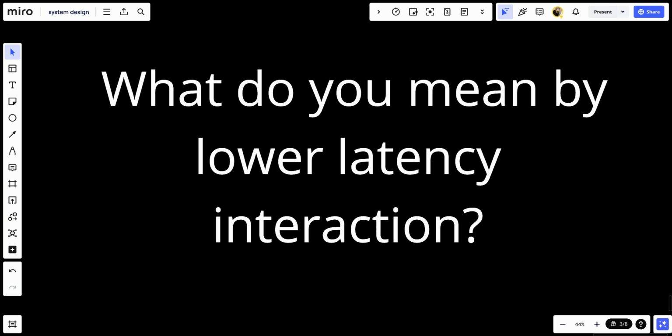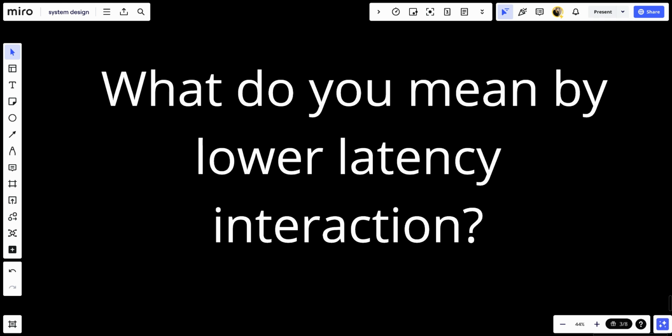What do you mean by lower latency interaction? So the term lower latency interaction refers to the reduction in delay experienced in the processing and communication of data between systems or components within a system. So latency itself is the time it takes for data to travel from its source to its destination. Lowering this latency means making the interaction faster, which is crucial in many technology applications, from web services to real-time gaming and financial trading systems.